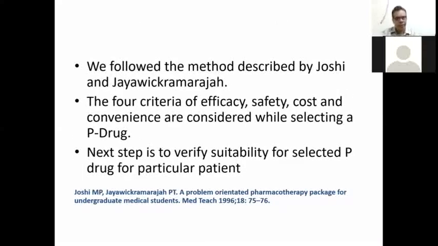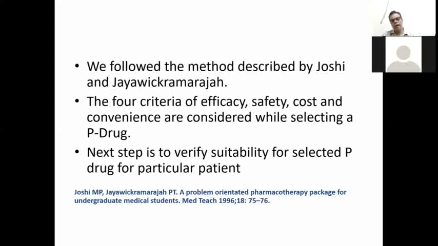But especially, we followed the method described by Joshi and Jaiprakash Raya. The four criteria here are efficacy, safety, cost, and convenience, which are considered while selecting the P drug. Initially we do not consider suitability, but later on we can verify the suitability for a particular patient. The next step is to verify the suitability of the selected P drug for the particular patient.